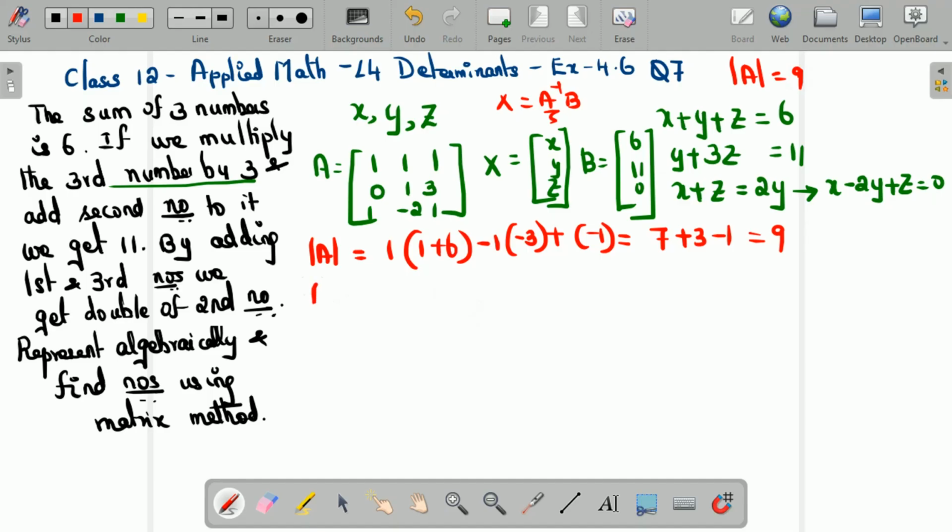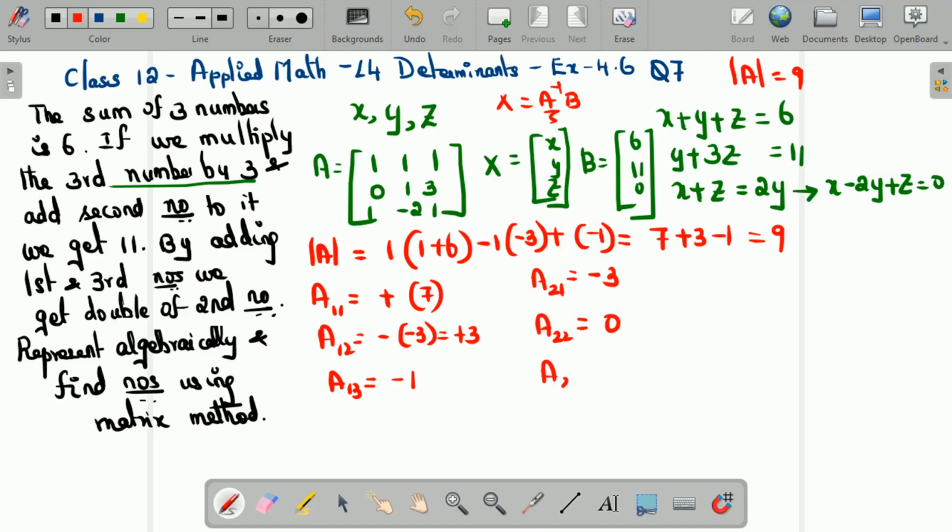Now let's write out the cofactors. So cofactor A11 is going to be plus of 7. Then A12 is going to be equal to minus of minus 3, so it is plus 3. A13 is going to be equal to minus 1. Now let's write out A21. So A21 is going to be minus of 3, A22 is going to be equal to 0, A23 is 3. Now let's calculate A31. So A31 is going to be equal to plus of 2, A32 is going to be minus of 3 and A33 is going to be equal to 1.